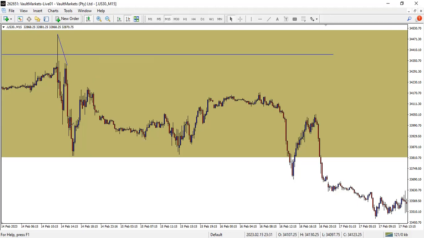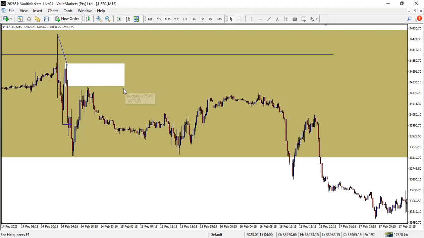That failure of market structure, it was confirmed down here. And then this is the first entry here on the failure of market structure. As you can see, price already came to mitigate what? This is the breaker block here, right? After the breaker block, now you have to come to the order block. There's a breaker block and an order block.